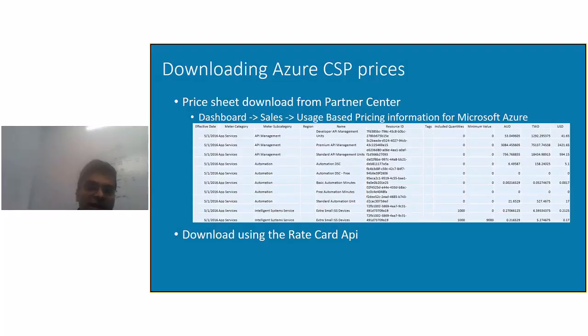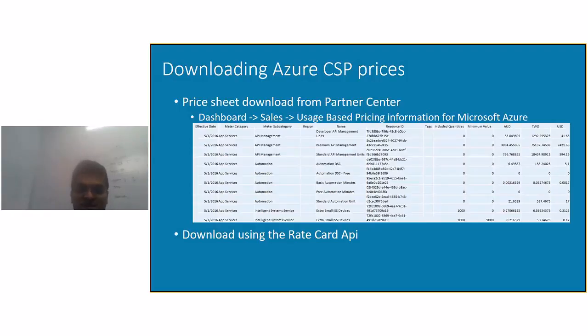The disadvantage of the Excel spreadsheet is that you need to make sure that you update it frequently, so that if prices are changing, the latest Excel spreadsheet is getting used, whereas the rate card gives you the current rates. Of course, if you want to look at the historical rates, the rate card doesn't give you that part of it. So if you want historical, go to the usage-based pricing spreadsheet, which is there on the Partner Center. Download it and you get all the prices.